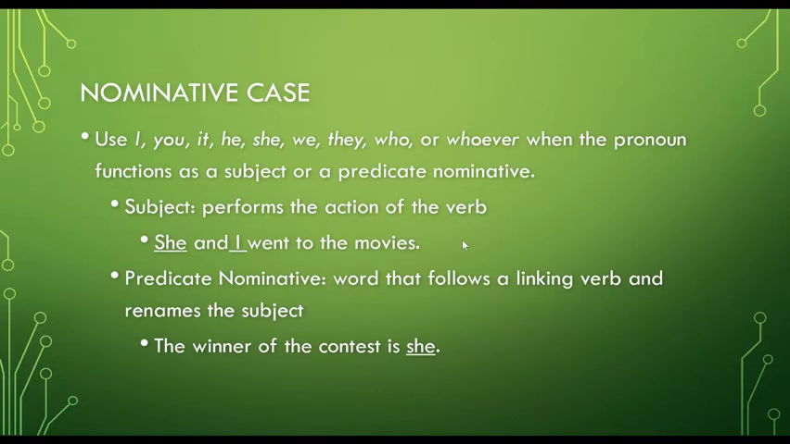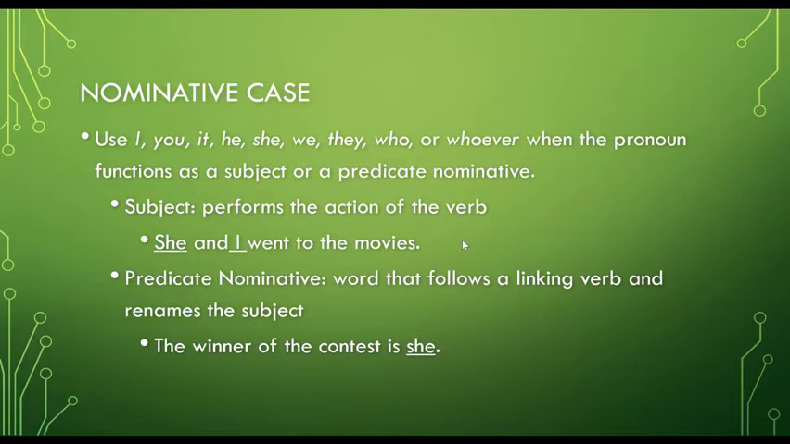Okay, I'm going to break these down a little bit further. For the nominative case, you're going to use I, you, it, he, she, we, they, who, or whoever. Those are all pronouns in the nominative case when the pronoun functions as a subject or a predicate nominative. The subject of a sentence is the thing or person that performs the action of the verb.